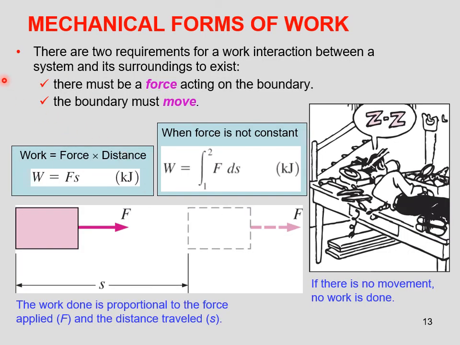There are also different kinds of mechanical forms of work we can do on the system. Basically, you have to have two things. You have to have a force acting on the boundary, and the boundary must be able to move. This goes back to your elementary physics days. If you exert a force on a mass and move it through a distance, that's mechanical work, force times distance. Of course, if the force is not constant, you can integrate from point 1 to point 2 to figure out how much work you have.